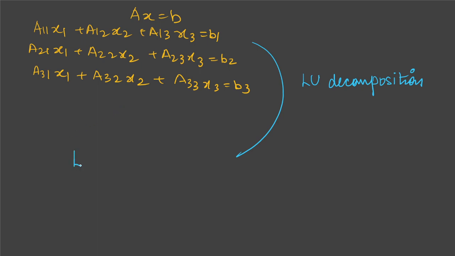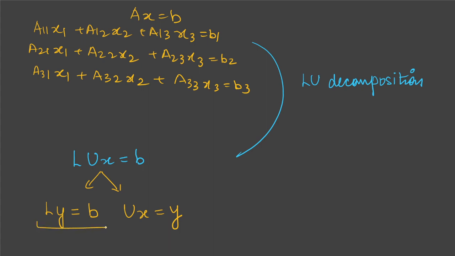It converts it into LUx equals B, right? So in this method, you have to go by two steps. It simply solves for Ly equals B, and from Ly equals B, you get your Y. After that, you use Ux equals Y. So from that, you evaluate your X.